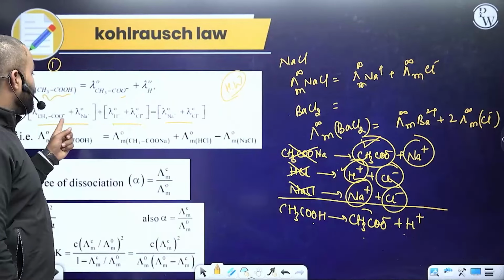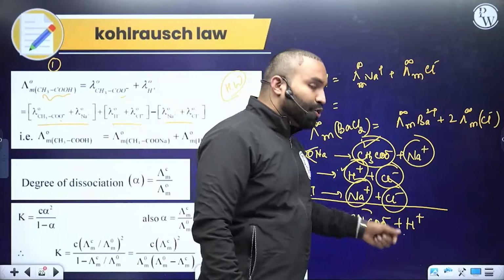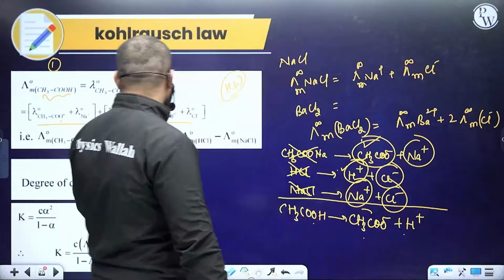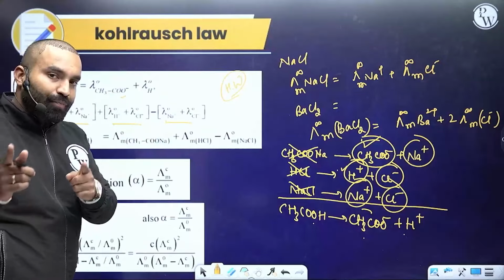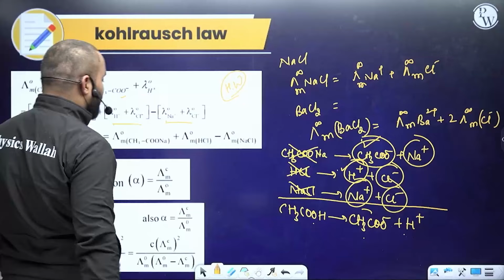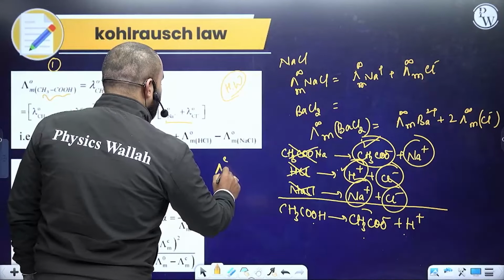Do you see there is a plus sign here? Yes, plus sign here. And then, do you need Na plus? No. Do you need Cl minus? No. So Na plus Cl minus, it should be minus. It should be subtracted. Understood? Understood, everybody? Good job.